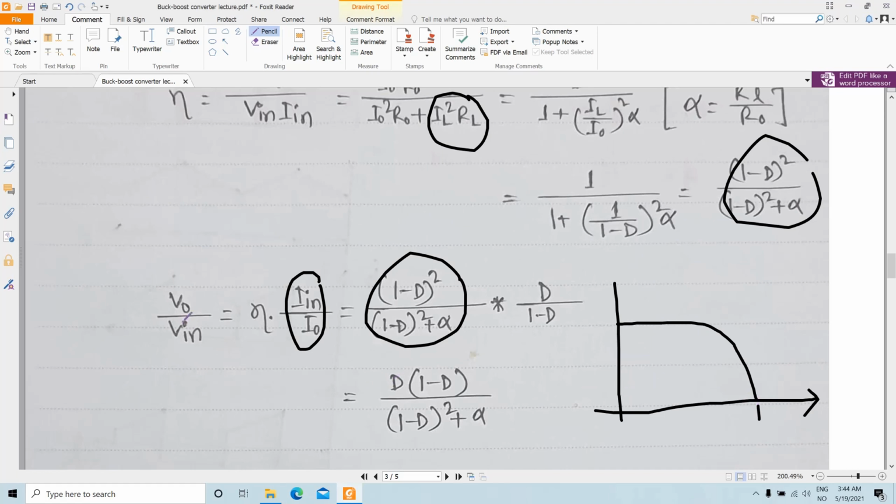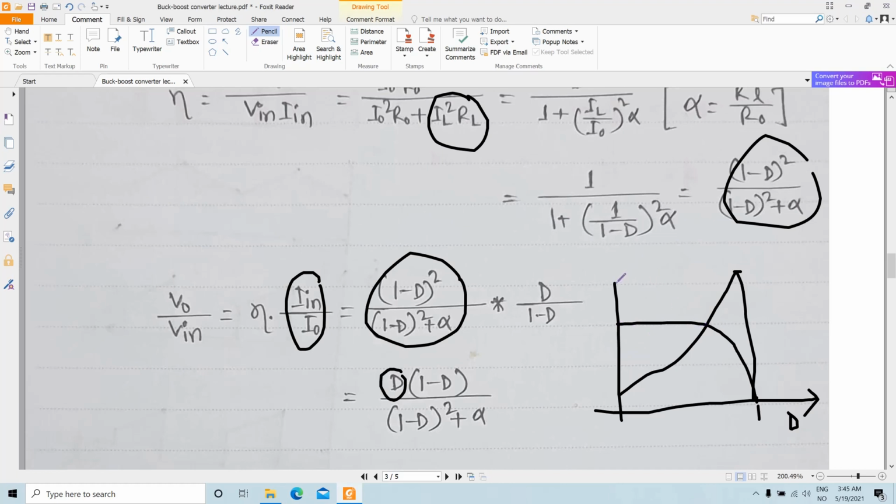And the gain equation, that means V out divided by V in, if you plot it, then when D is equal to 1, this term becomes 0. But due to this D, it has a character like this. So it has a peak value here, and when the duty cycle D is 1, the gain becomes 0. And we try to operate or design this converter in such a way that you operate it at a higher efficiency point.